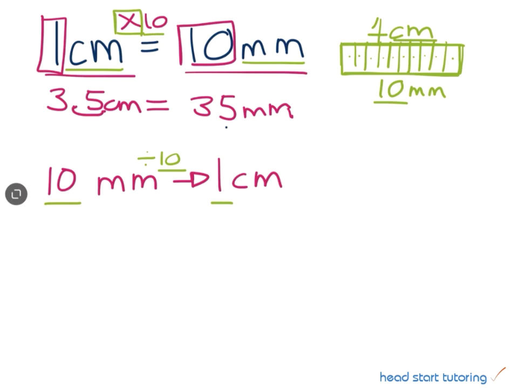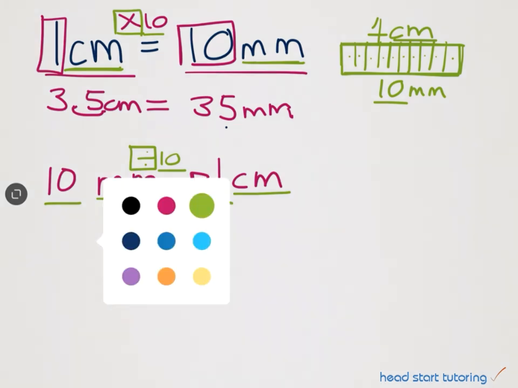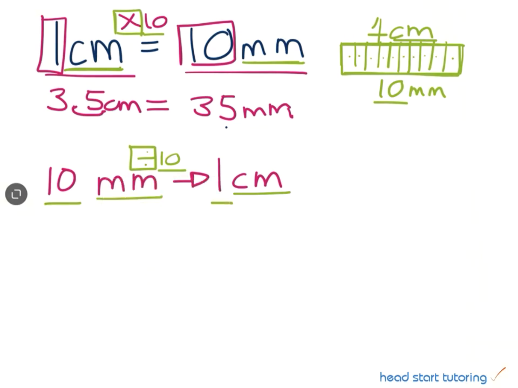So when we're going from the big measurement, centimeters, into millimeters, the smaller measurement, we will always be multiplying. And when we go from millimeters, which is our smaller measurement, into our centimeters, the bigger measurement, we will always be dividing, because the number has to get smaller. Right, so let's have a look at an example.